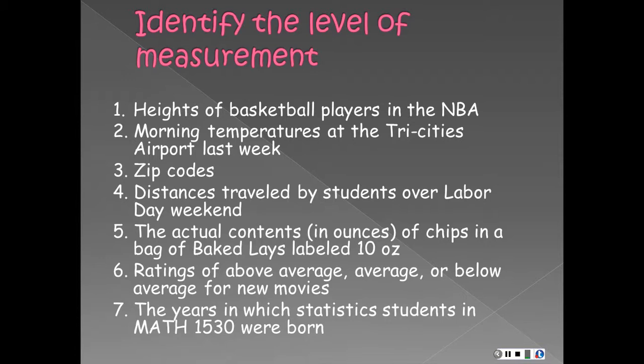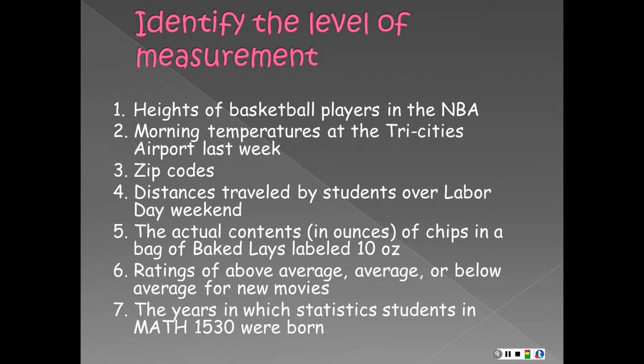Zip codes are categorical, and so you know it has to be nominal or ordinal. You can arrange zip codes, but it doesn't tell you anything since they're just locations, so one location's not better than the other based off the zip code, so that would just be the nominal level. Distances traveled by students over Labor Day weekend. Distance traveled is quantitative, and you can't travel a negative distance. You either stay home or you go somewhere, so those would be ratio. The actual contents of chips in a bag, that's a measurement, so that would be quantitative, so you know it has to be interval or ratio.